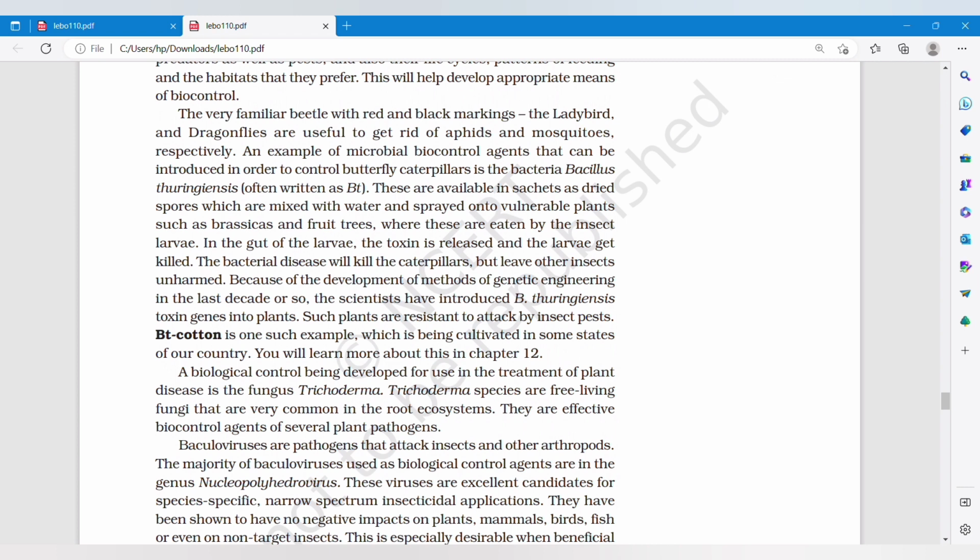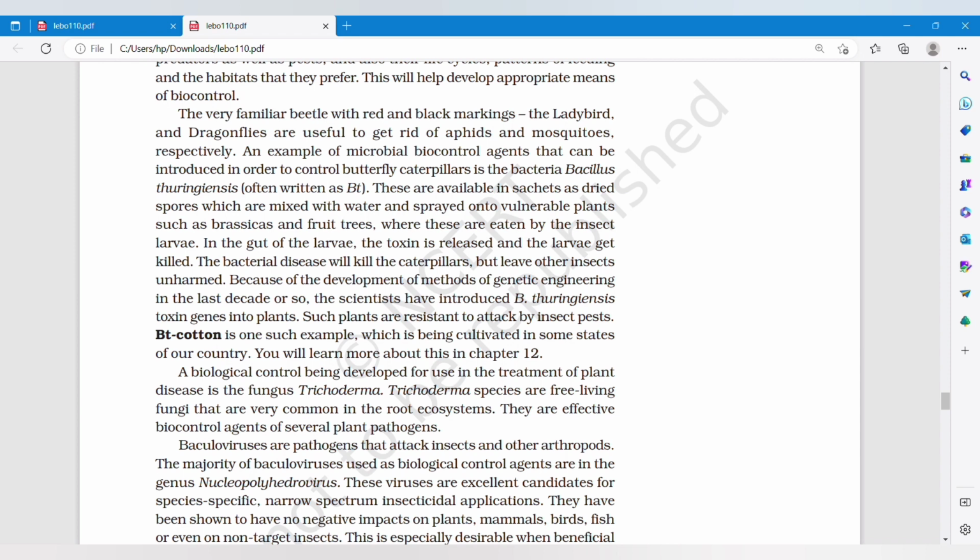An example of a microbial biocontrol agent that can be introduced in order to control butterfly caterpillars is the bacterium Bacillus thuringiensis, often called Bt. These are available in sachets as dried spores which are mixed with water and sprayed onto vulnerable plants such as brassicas and fruit trees, where these are eaten by the insect's larvae. In the gut of the larvae, the toxin is released and the larvae get killed. The bacterial disease will kill the caterpillars but leave other insects unharmed.